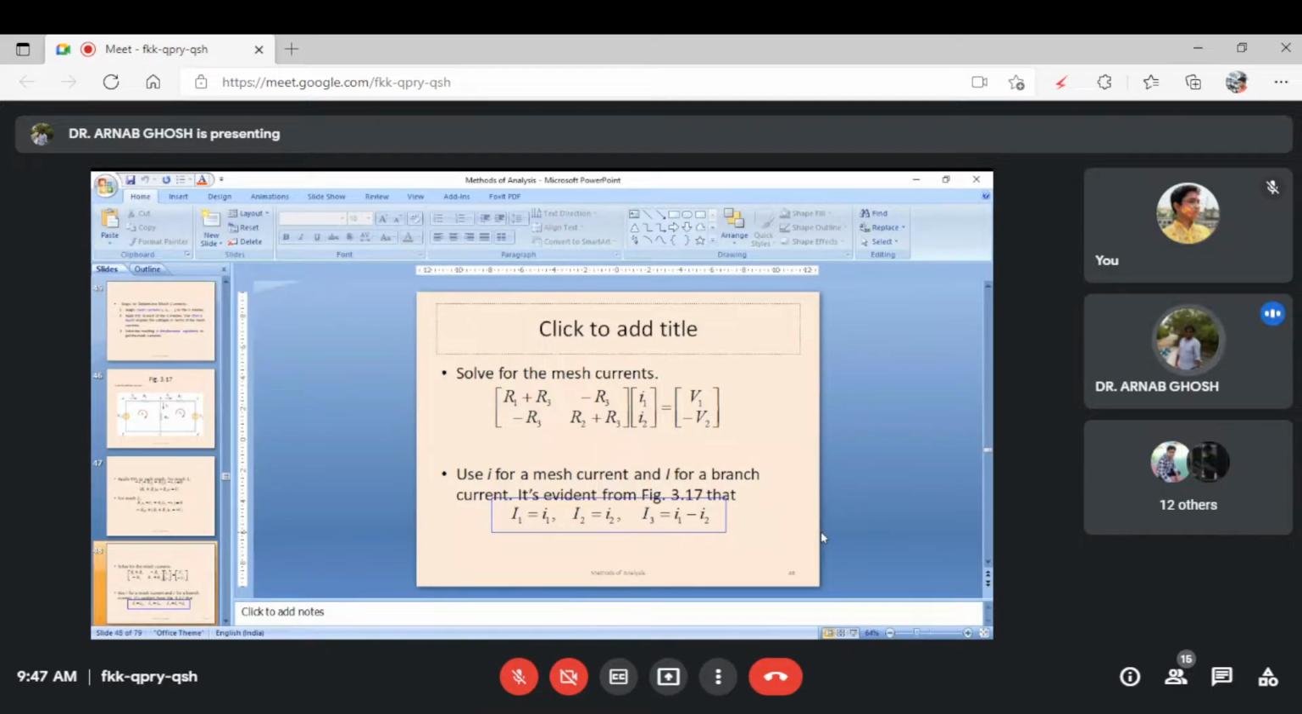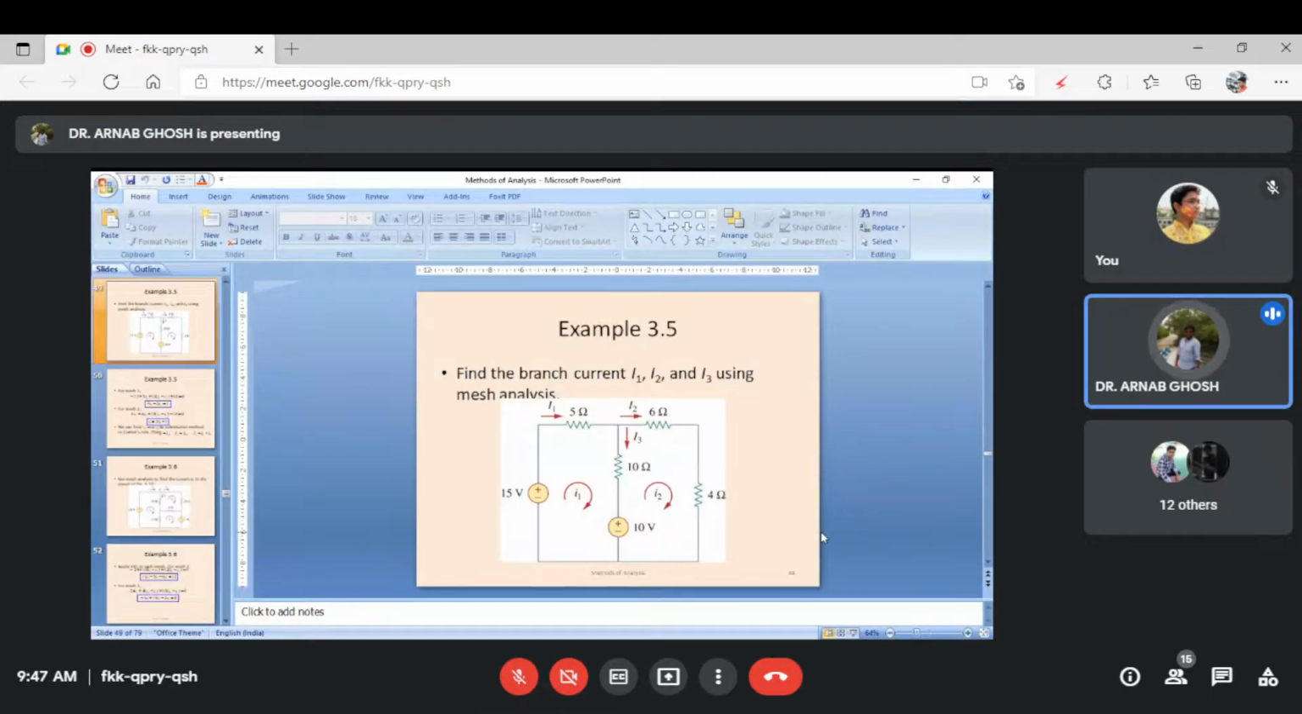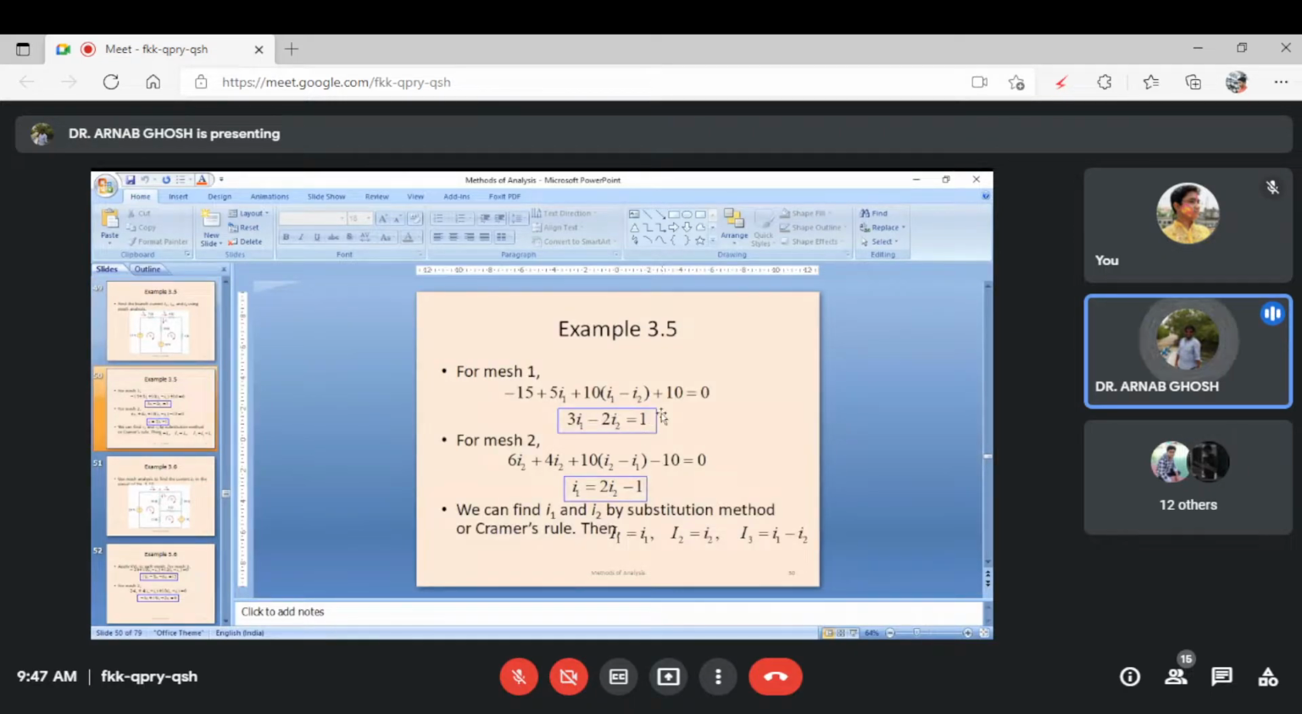Okay. So this is about mesh analysis. You see here again, a problem has been given. So you can try out the problem. You can just frame the equations for this problem. If I consider loop 1, this will be minus 15 volt plus 5 small I1 plus 10 into (small I1 minus I2). And other than this you have an additional voltage here. This is the plus 10 volt.